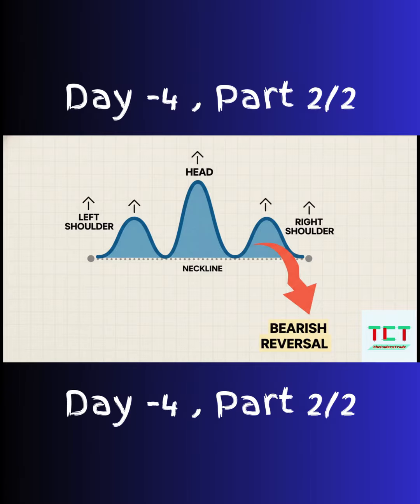Okay, back to our reversal patterns. Here's one of the most famous ones, the head and shoulders. It forms with 3 peaks. A first peak, that's the left shoulder, a higher second peak, that's the head, and then a third peak that's roughly level with the first one, the right shoulder. When this pattern completes, it's often a super powerful signal of a bearish trend reversal.